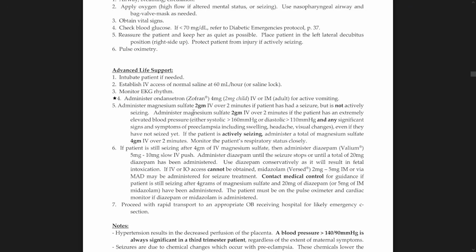Administer mag sulfate at 2 grams IV over 2 minutes if the patient has had a seizure but is not actively seizing. Administer mag sulfate 2 grams IV over 2 minutes if the patient has an extremely elevated blood pressure, either a systolic greater than 160 or a diastolic at 110 or greater, and any significant signs and symptoms of preeclampsia, including swelling, headaches, and visual changes, even if they have not seized yet. If the patient is actively seizing, administer a total of mag sulfate of 4 grams IV over 2 minutes. Monitor the patient's respiratory status closely.